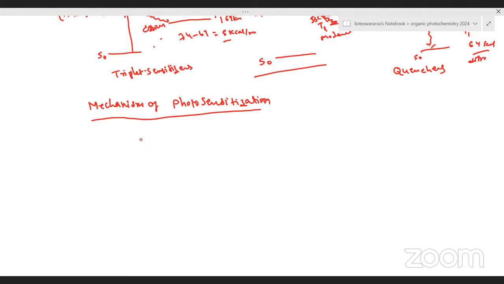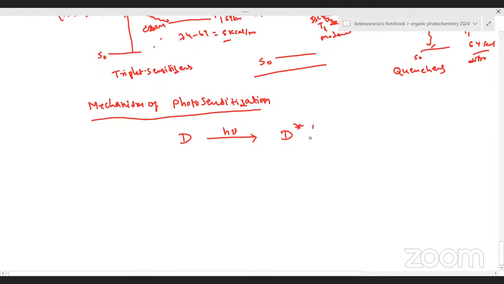Okay. This mechanism is also important. Mechanism of photosynthesis. This is the donor. What is the donor? That is the photosynthesizing agent. D is the photosynthesizing agent. Whenever we are irradiating with light, it will get excited. The excited state of D, which is shown with the star.